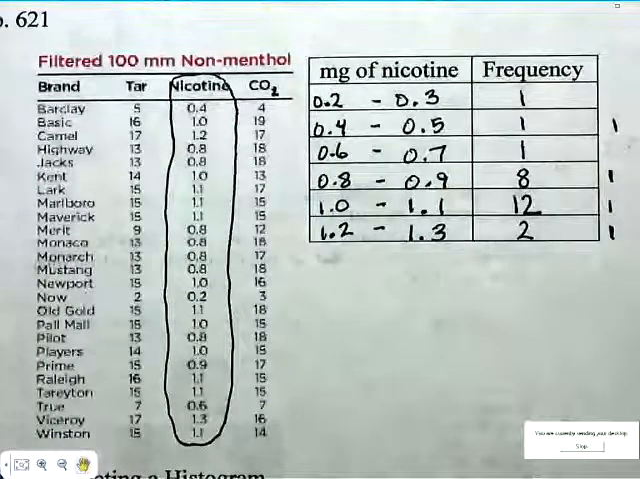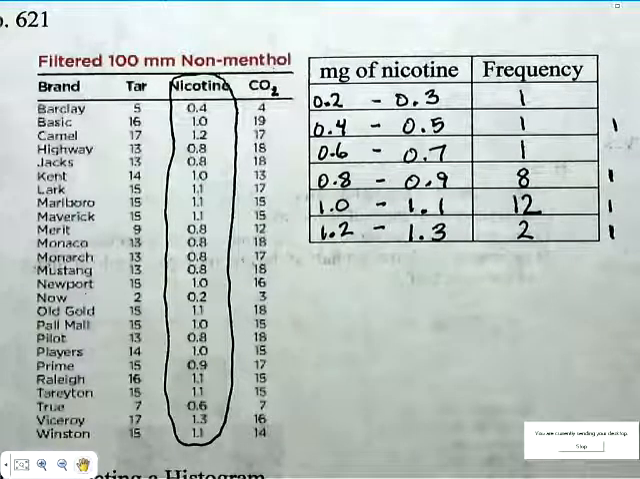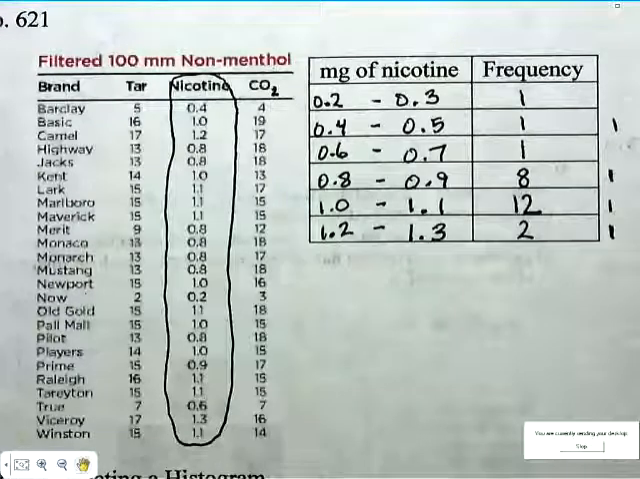Now, it was hard to make any conclusions about this data looking at all these numbers. They were just overwhelming. But with the frequency distribution, I can say, well, most of these 25 cigarettes, almost half of the brands, had between 1.0 and 1.1 milligrams of nicotine. And I could say almost all of them had at least 0.8 milligrams of nicotine. Only 3 out of the 25 had less than 0.8 milligrams of nicotine.